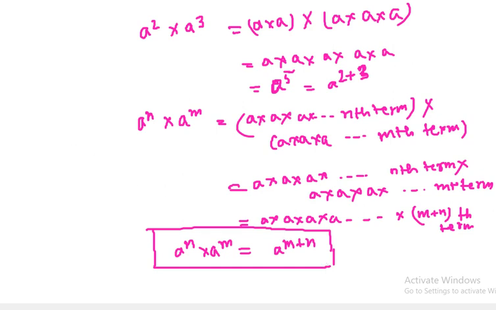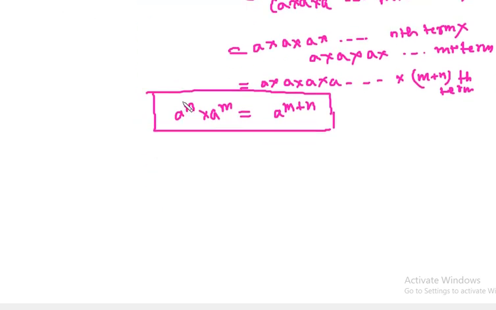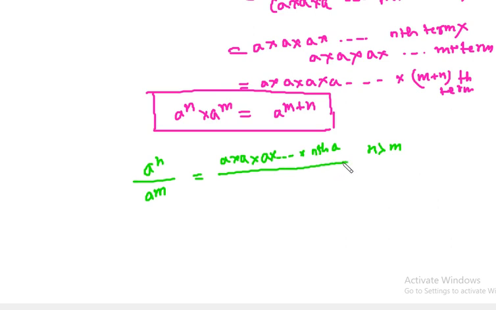So we have got a formula just from the expression. Now let's do something else, like a to the power n by a to the power m. What does it mean? Let us say that n is greater than m. So we can write a into a dot dot dot up to the nth a, divided by a into a dot dot dot up to the mth a.